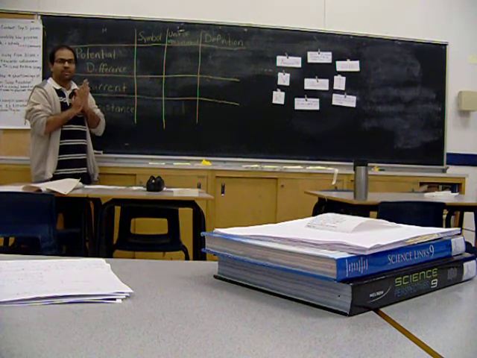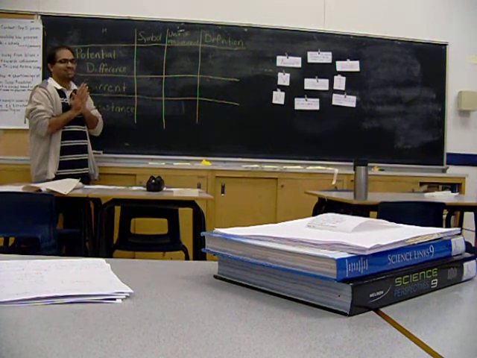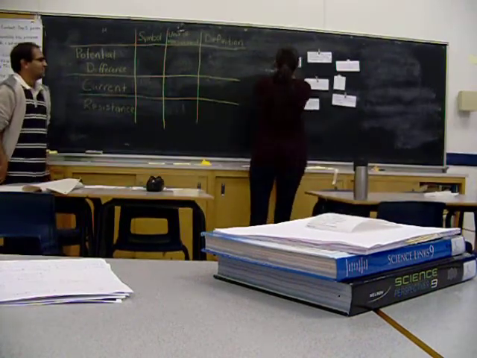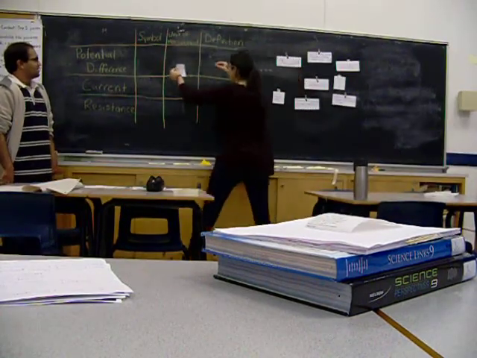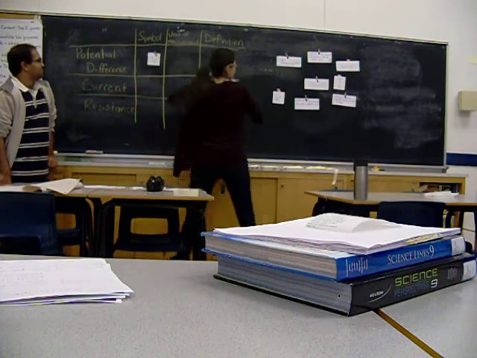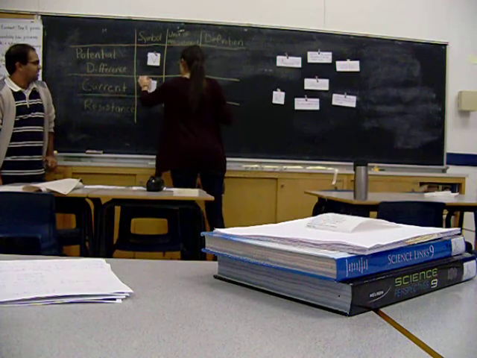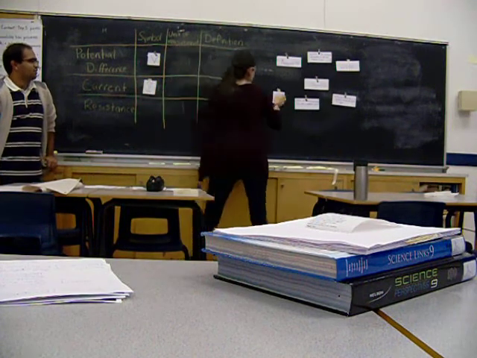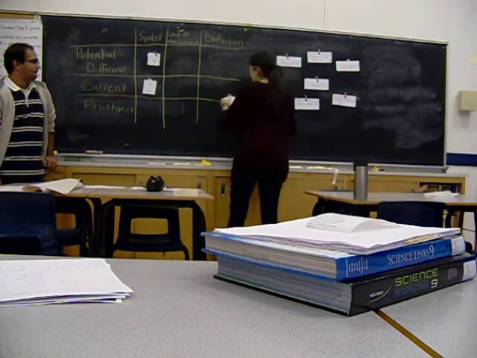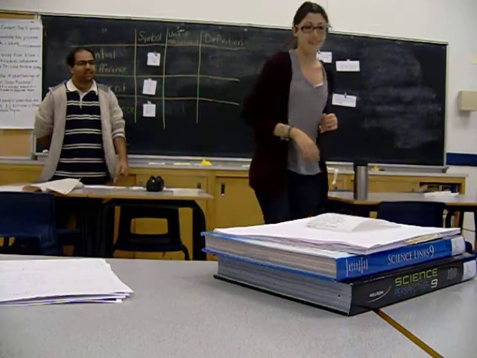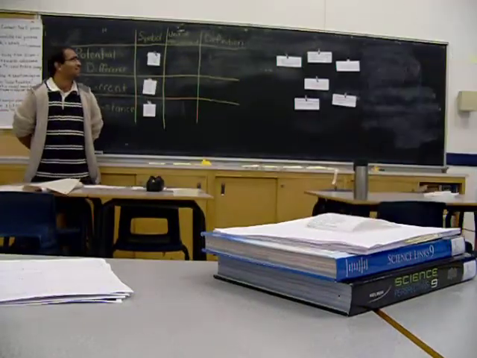So can I get somebody to come up to the board and put the symbols up? Good. So we use V for potential difference. I to represent current. And R for resistance. Perfect. Good job, Janet.